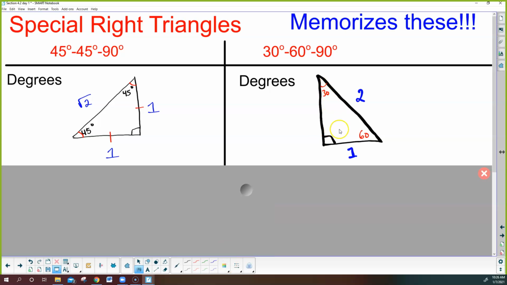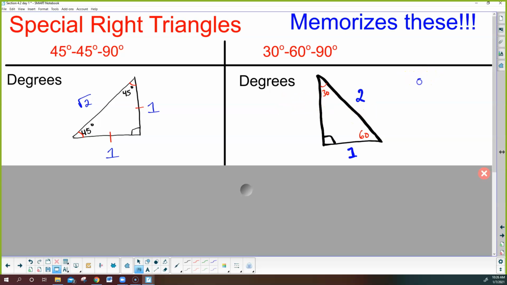And so across from the 30 is 1. 30 is the smallest angle, so it's going to get the shortest side. 90 is the largest angle, and it's going to get the largest side, so that's a really quick way to remember where the 1 and the 2 go. But what goes here?